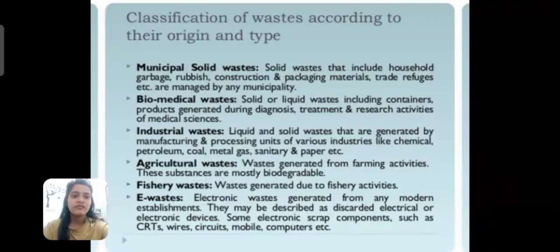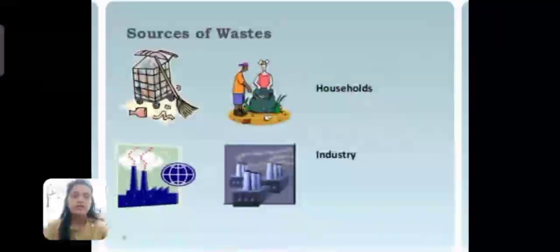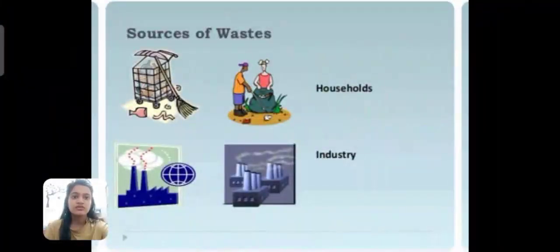Agriculture waste: waste generated from farming activities. These substances are mostly biodegradable. Fishery waste: waste generated due to fishery activities. E-waste: electronic waste generated from any modern establishment. They may be described as discarded electrical or electronic devices, some electronic scrap components such as CRTs, wires, circuits, mobile, computer, etc. Here are some pictures of sources of solid waste: household, industry, agriculture, fisheries.